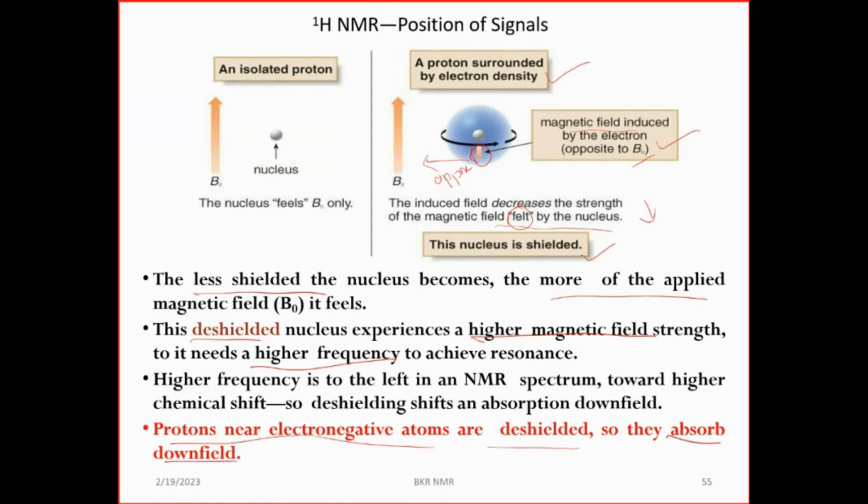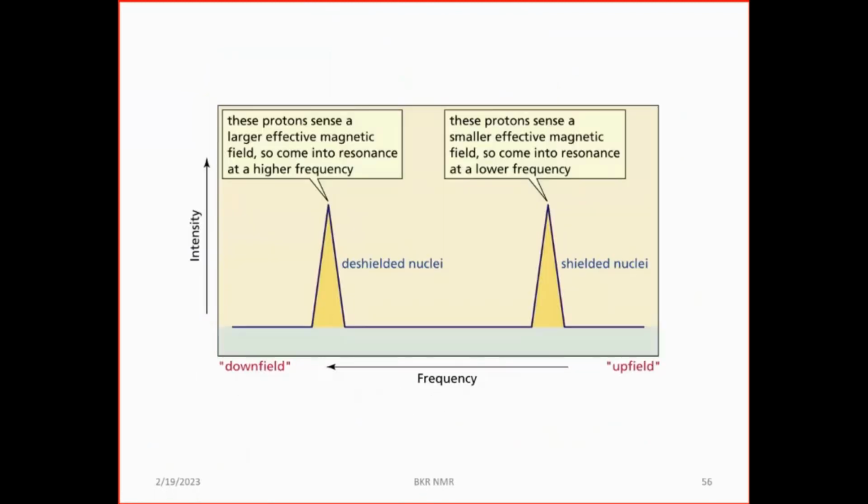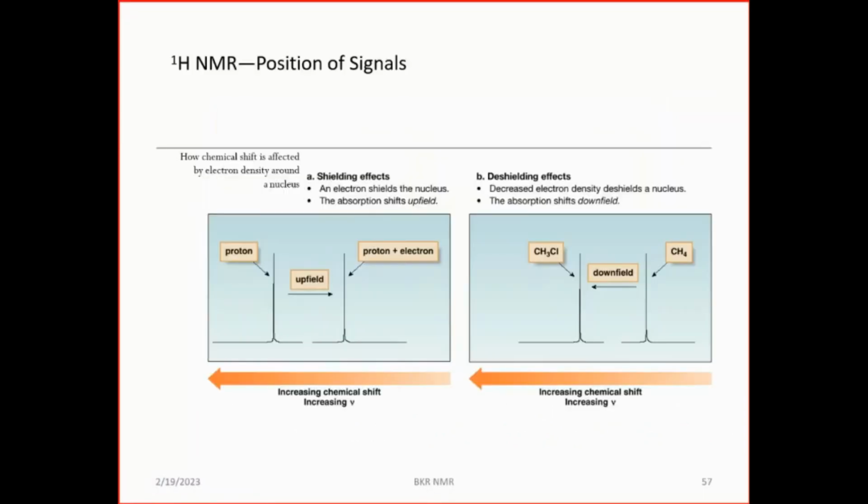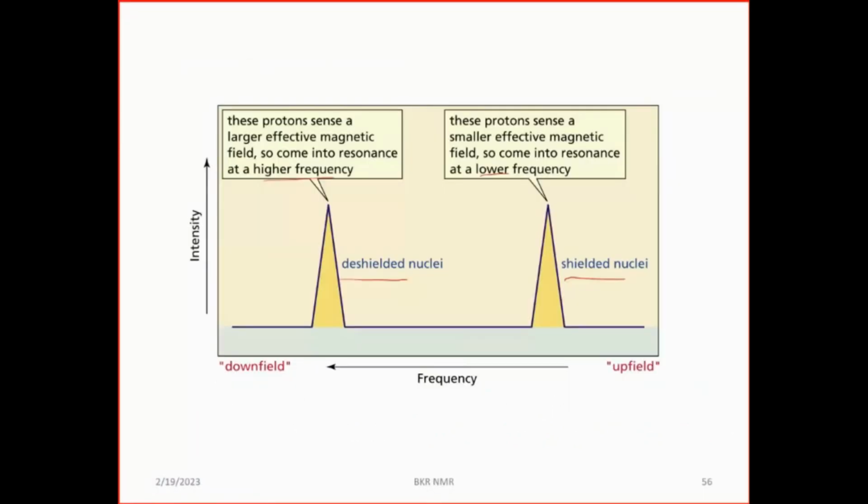I have given the explanation. Deshielded nuclei require higher frequency. Shielded nuclei require lower frequency. Now how do I express this in terms of delta? I'll bring in delta.